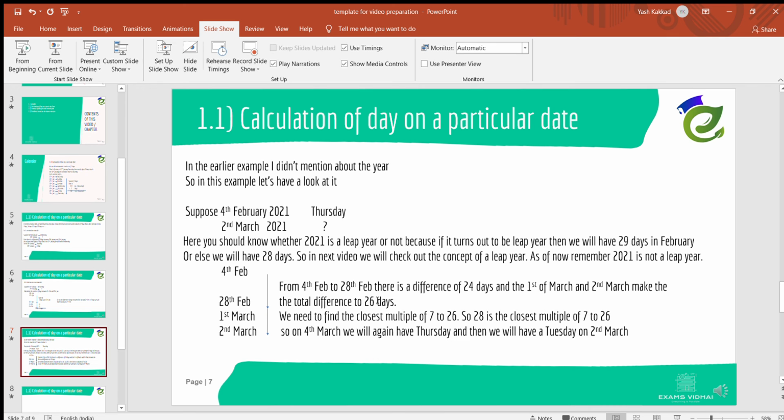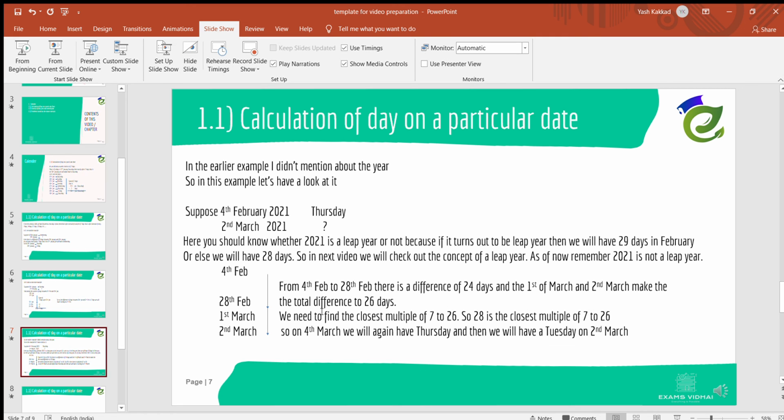Now you have to find the closest multiple of 7 to 26. This should be the approach. Whenever you calculate the difference of days between two particular dates, you have to find the closest multiple of 7 to the difference of the days. That is the closest multiple of 7 to 26. So 28 is the closest multiple of 7 to 26.